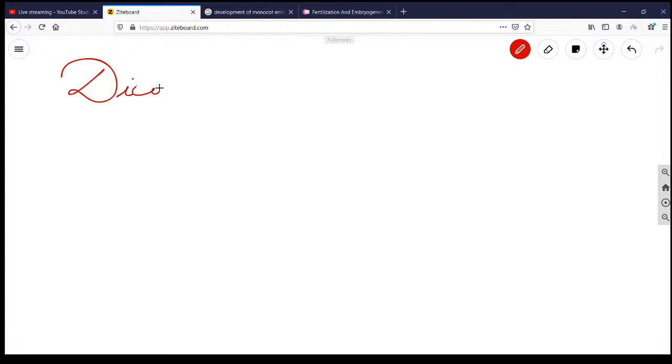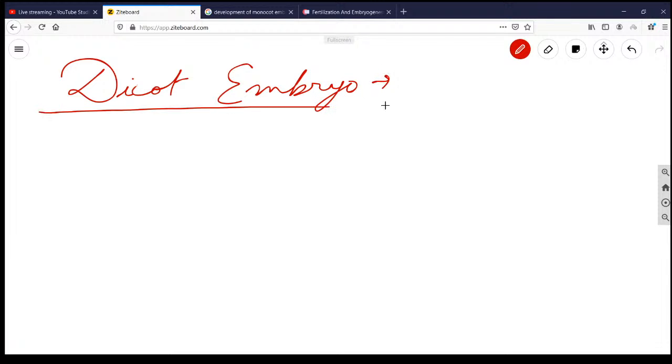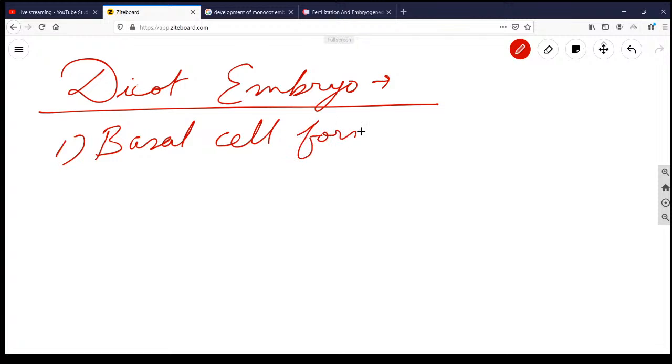So this difference will be of a lot of weightage, or importance for you in the long run. Okay. Dicot embryo, if you talk about, the basal cell forms a 6 to 10 celled suspensor here. In the dicot it forms a 6 to 10 celled suspensor.